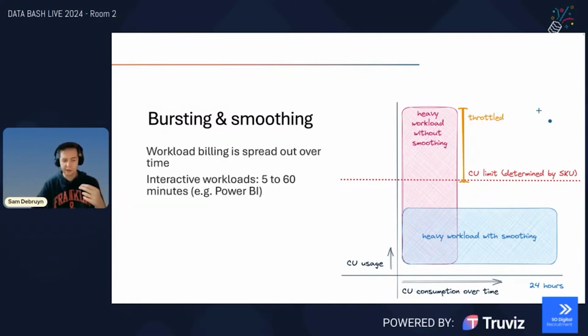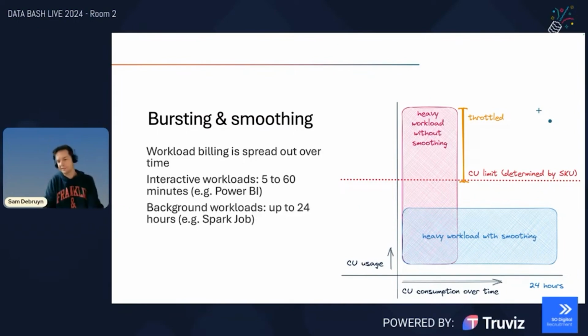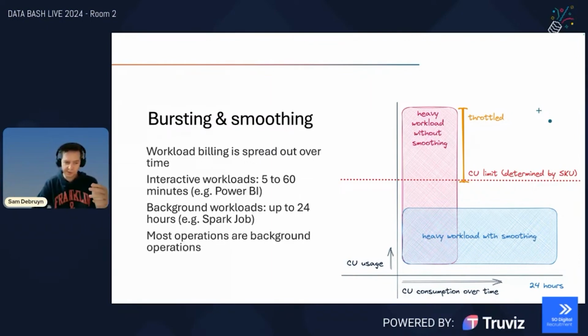So how or why does it work? Well, there are 2 kinds of workloads on Fabric. There's interactive workloads. Basically, this is just Power BI, and everything you do in there is spread out over the next 5 to 6 minutes. And background workloads, basically everything else, which is not Power BI, is going to be spread out over the next 24 hours. Most operations are background operations in Fabric.